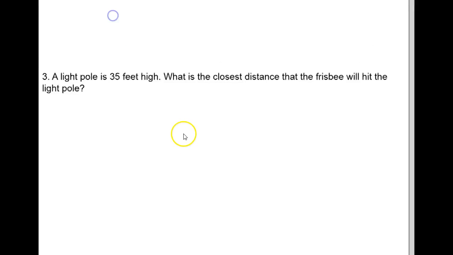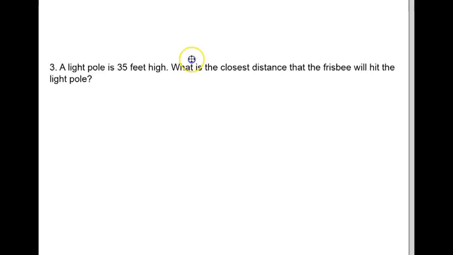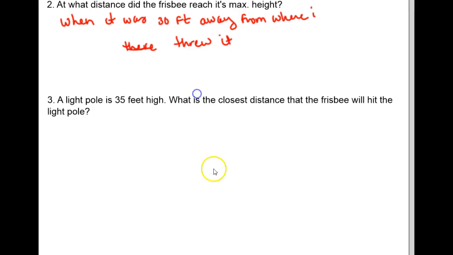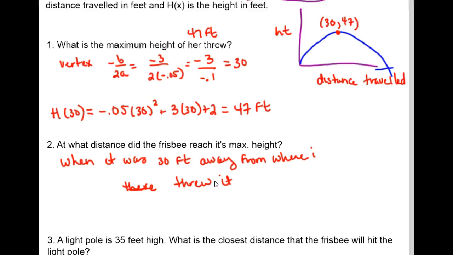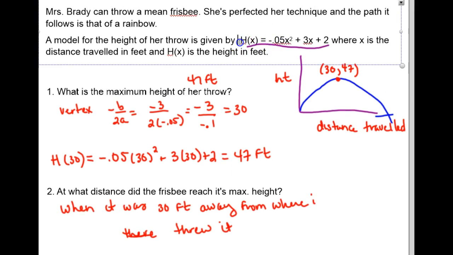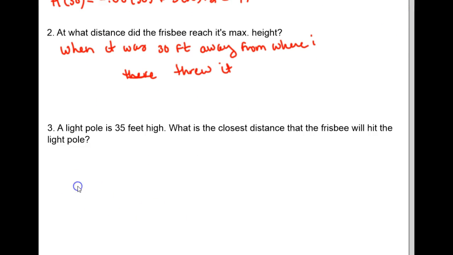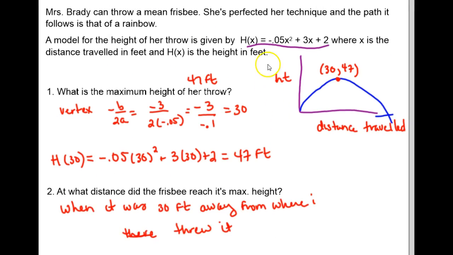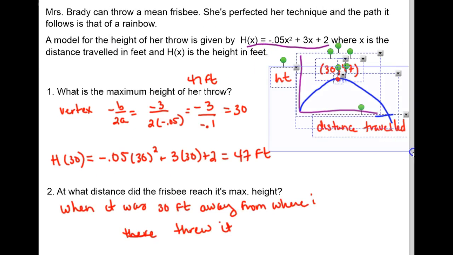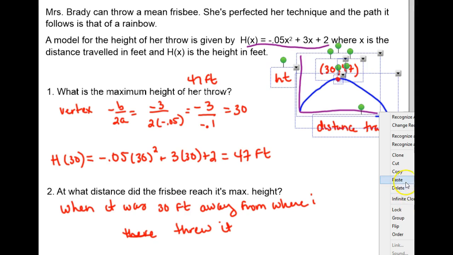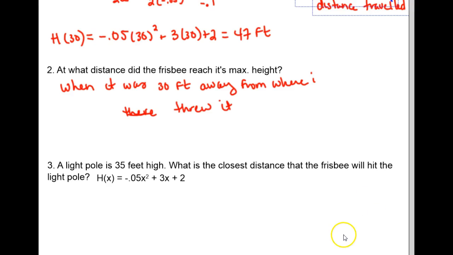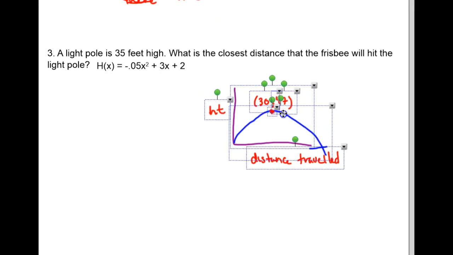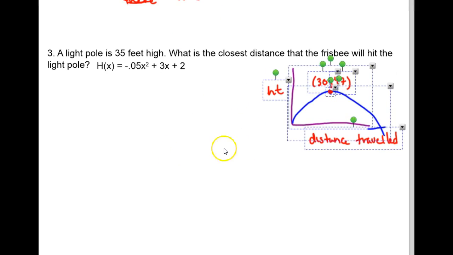So I've got a light pole that runs through my backyard. And is this frisbee going to get in the way? So I'm going to go grab this equation right here, and I'm going to copy it down here for us. And I'm going to go get our picture. So that's our equation, and this is our picture. So copy. All right, so here's the deal.